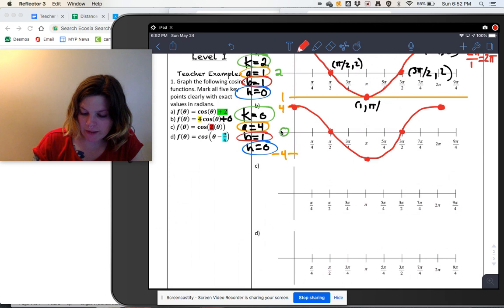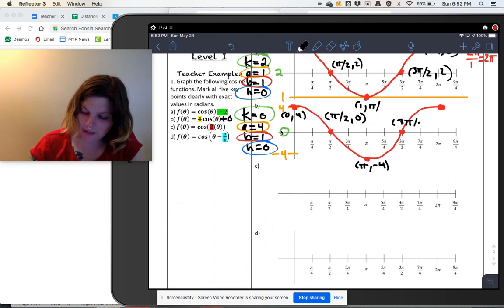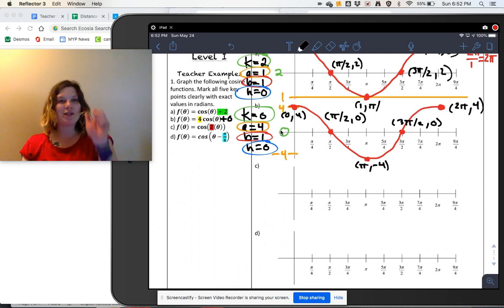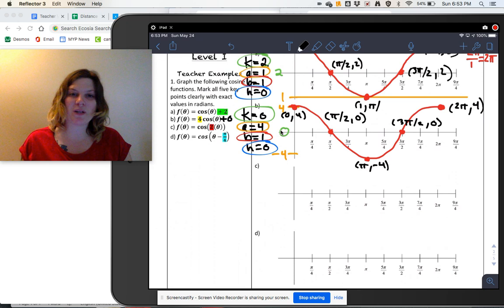Here, we're at 0, 4. Here, we're at pi over 2, 0. Here, we're at pi, negative 4. Here, we're at 3 pi over 2, 0. And then finally, we are at 2 pi, 4. All right, looking pretty good. Let's go on to the next one.